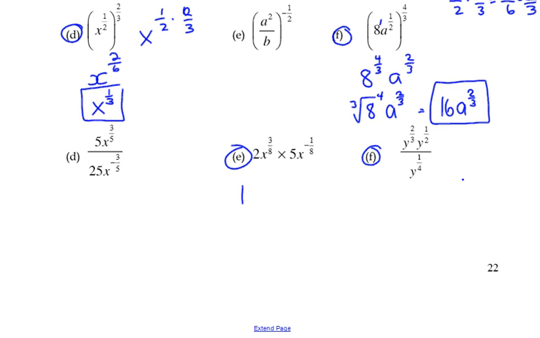10. Now, if we have the same bases being multiplied, what are we going to do with our powers? Add them. So we have 3/8 plus a negative 1/8. Luckily, they're already in the same denominator. 2/8, or what is 2/8? 1/4. There you go. Yeah, but 3 plus negative 1 is 2.